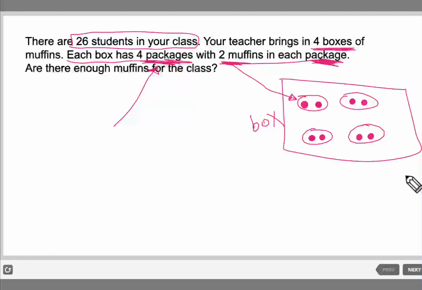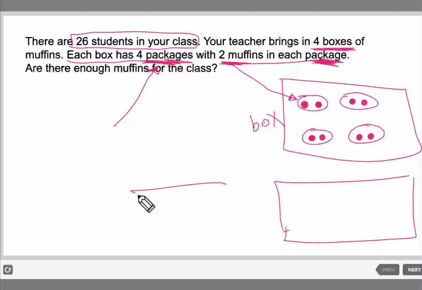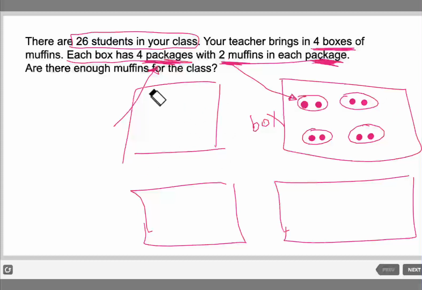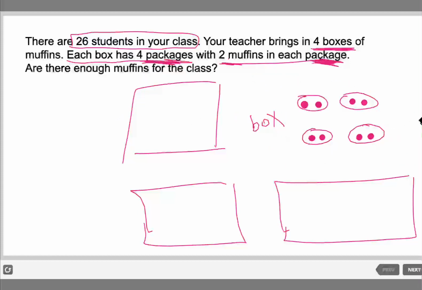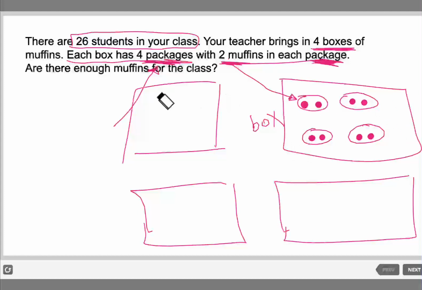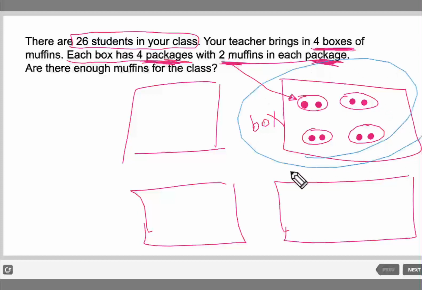4. Okay, so I need to draw another box here, and another box here, and another one here. 4. Okay, I want to ask you a question. If we need to find how many muffins in one box, what should we do? How many muffins here? What should we do?